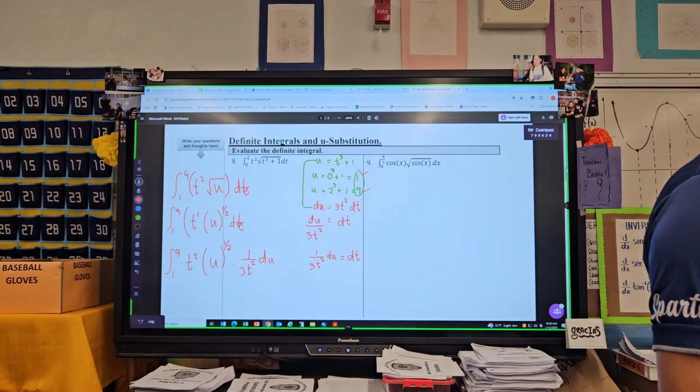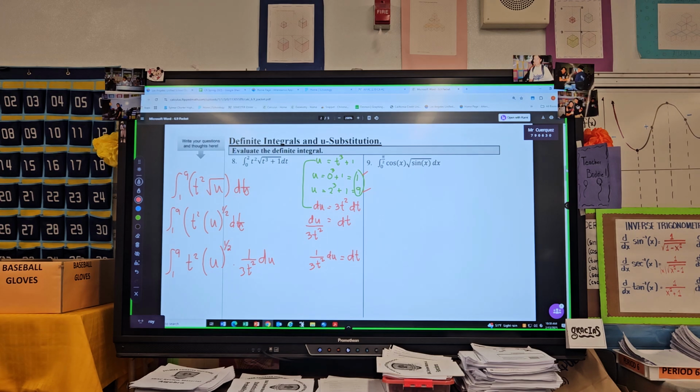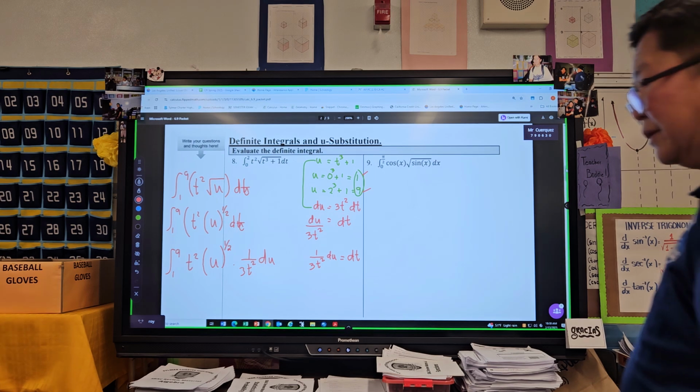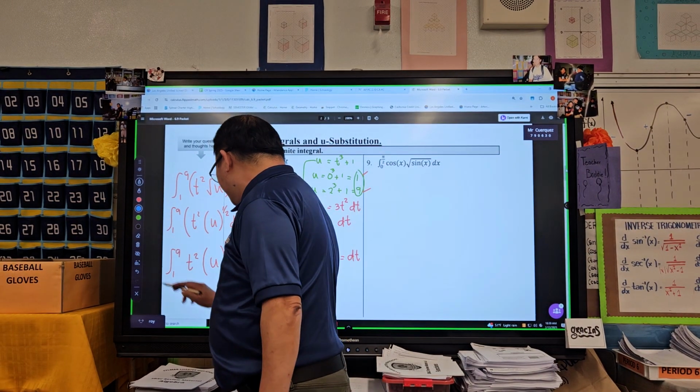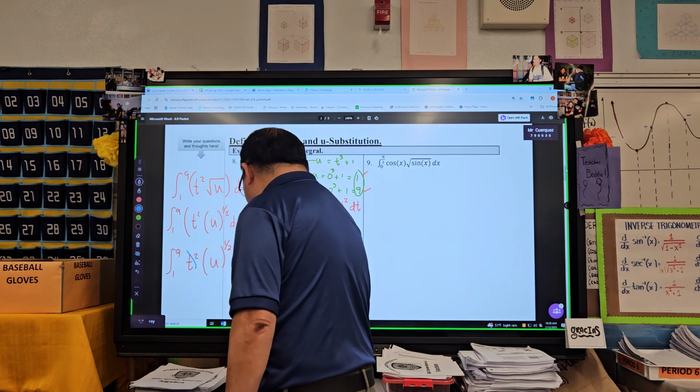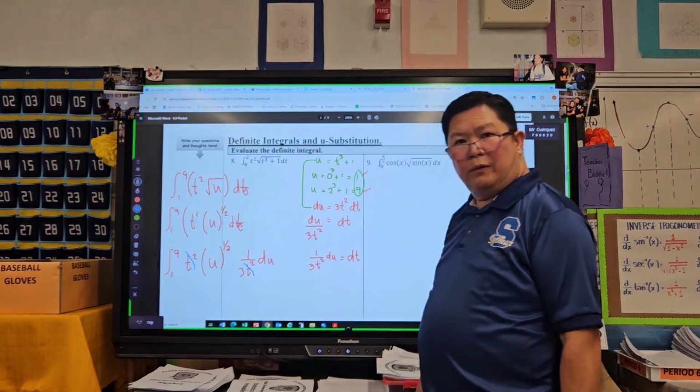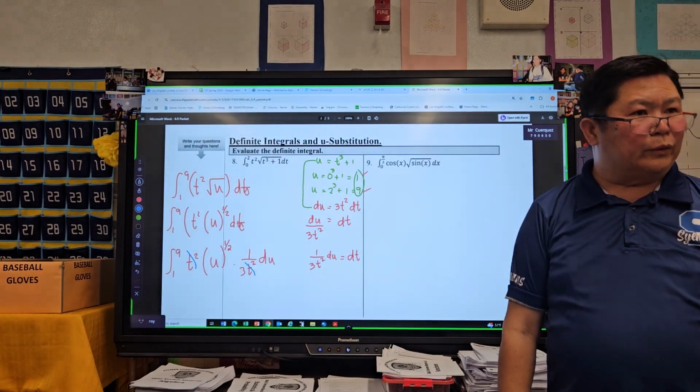So far, so good? Please feel free to ask questions. And we have the limit from 1 to 9, right? So what to do now? Any noticing? What cancels out? The t square cancels out, right? The t square cancels out. This is cancelled. And what is left? 1/3, right? So what to do with that 1/3?